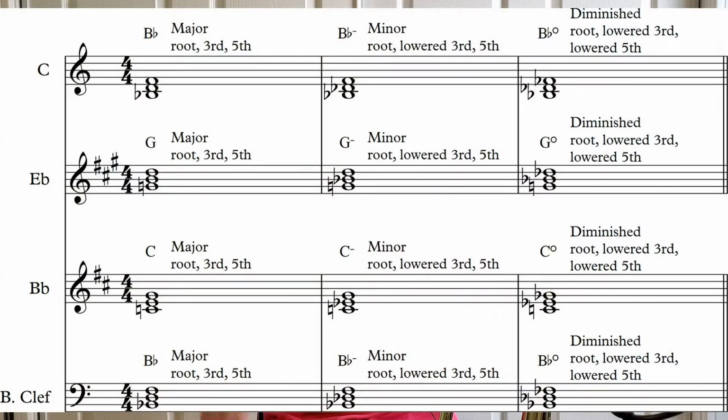Second, we have a minor triad. The only thing that we're going to do is lower the third. So we're still going to have a root, a third, and a fifth. It's just that the third is going to be lowered a half step. We might also call that a flat third. So in this case, for me as a concert pitched instrument, it's going to go to a D flat.